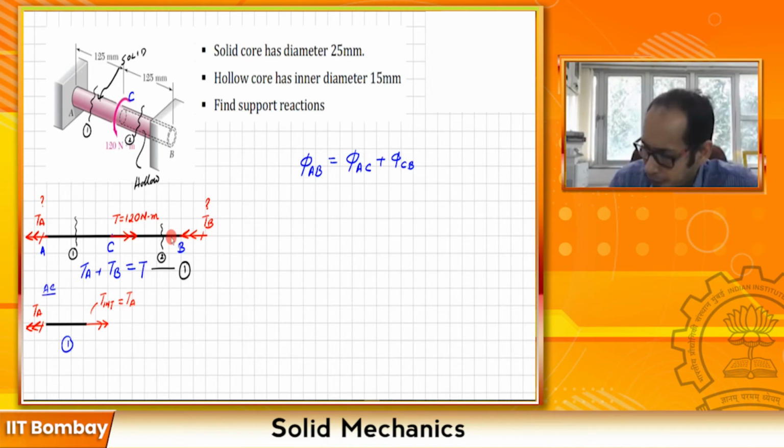Now for the part B to C, if I draw the section from here to here, what I get is that at the right end I have my reaction torque, which is TB. At the point where I am cutting this section, I am also going to have an internal torque. This internal torque is going to be equal and opposite to TB here, right? So this is for my section 2.